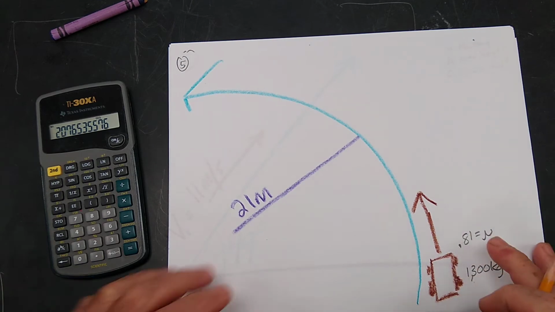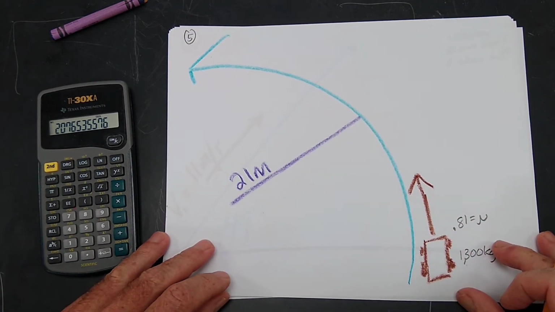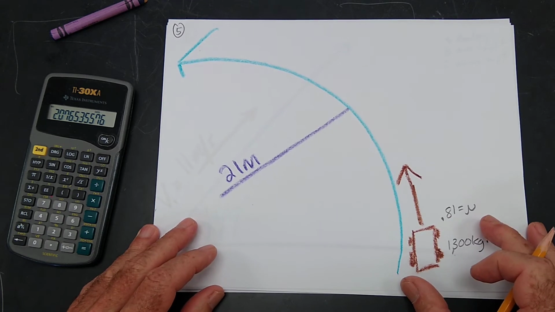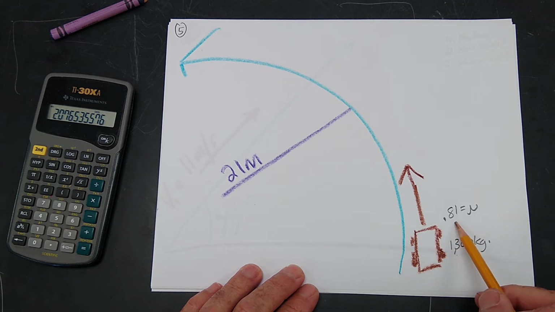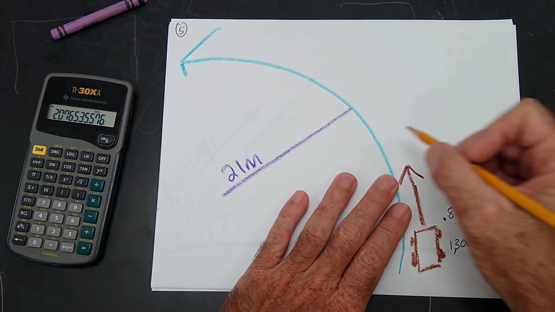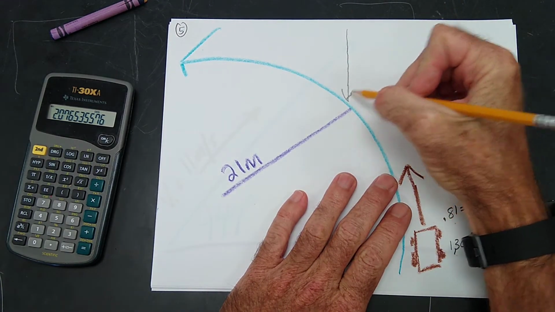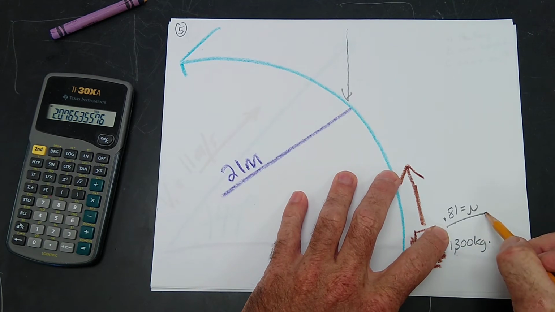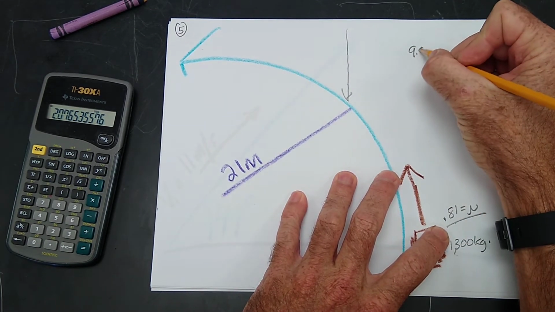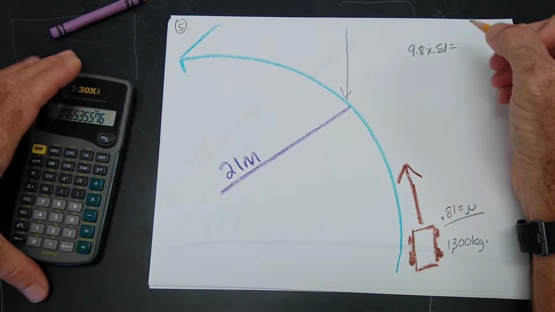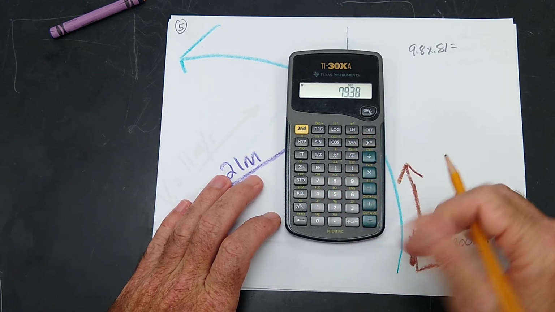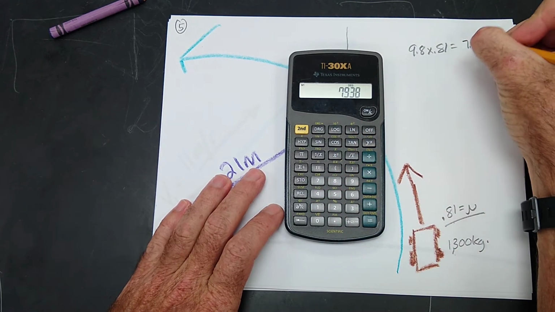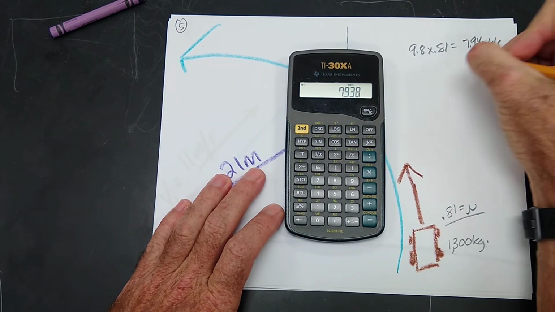Now, some of these problems may look a little bit different than yours, but let's do it. We have a 1,300 kilogram car going around a 21 meter radius circle with a mu of 0.81. What's the maximum acceleration? Gravity is holding the car to the ground, but it can only do it with 81% of itself because that's the mu. So 9.8 times 0.81 is the best we can do. 9.8 times 0.81, boom, 7.94 meters per second squared is the best we can do.